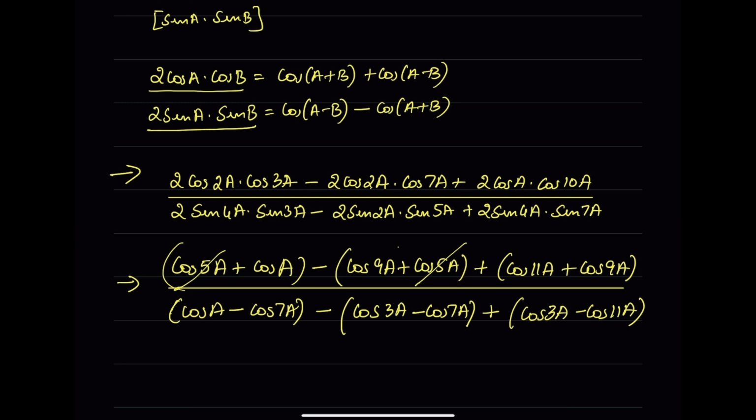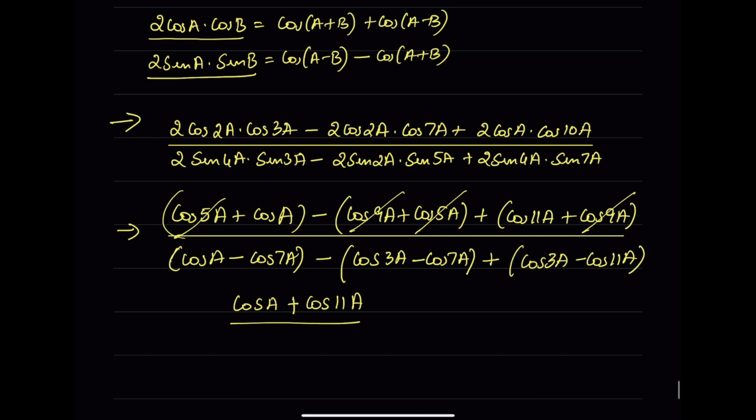Also we have minus cos 9a and plus cos 9a. So the numerator would change to cos a plus cos 11a. So that is the numerator. Now in the denominator we have minus cos 7a and minus of minus cos 7a, so this will be plus. So we can cancel this out. And minus cos 3a and plus cos 3a, so that can be cancelled out. So the denominator would change to cos a minus cos 11a.